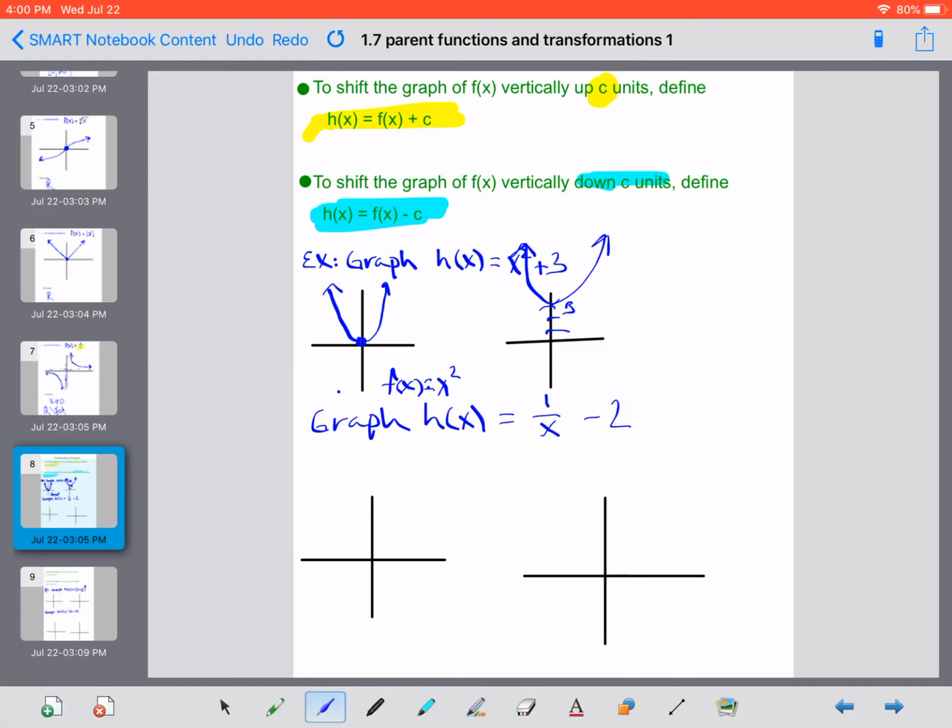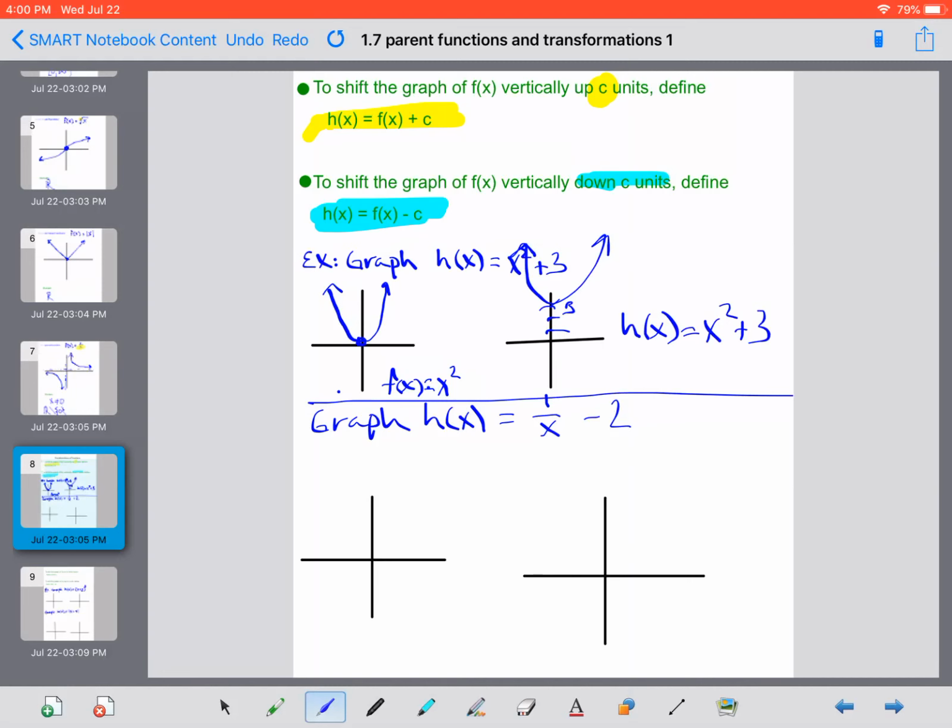All right, so I started with my parent function, x squared, and when I add 3, I take that parent function and I shift it up 3 units. Let's try another example. This is a graph of x squared plus 3.